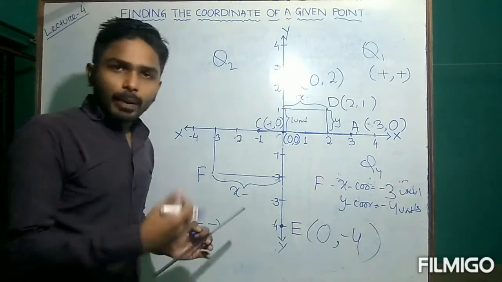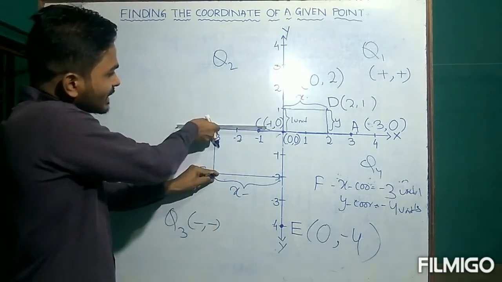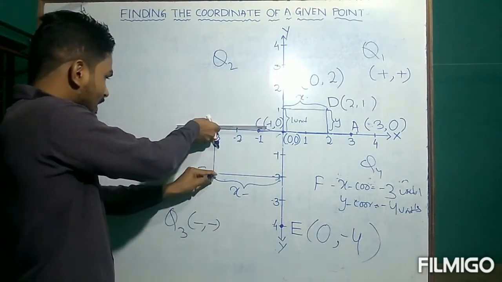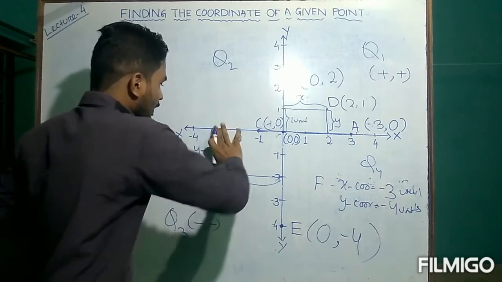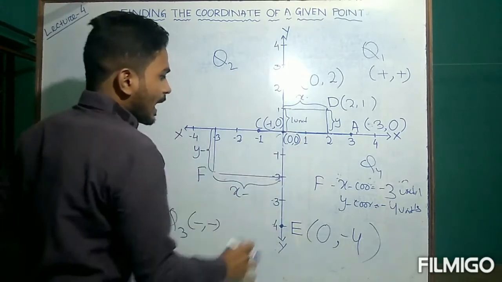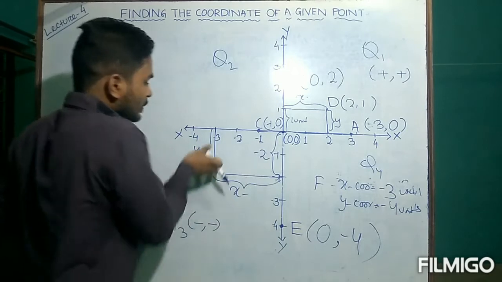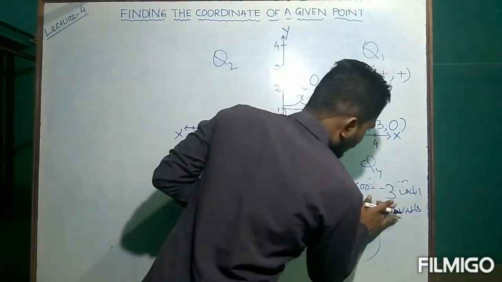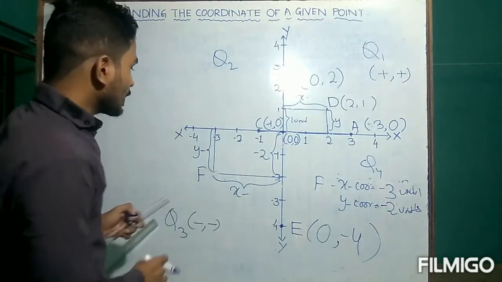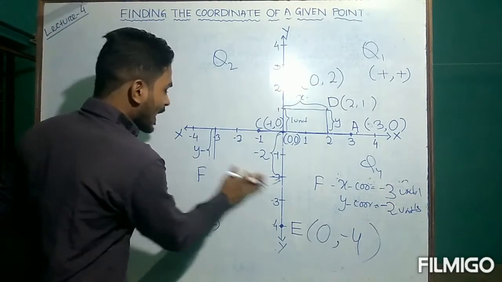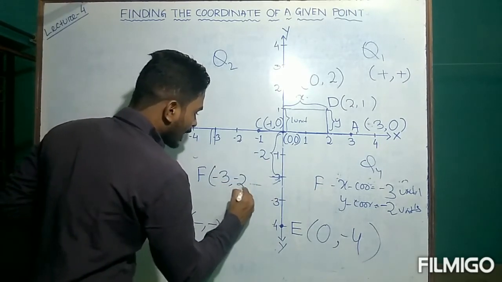And the y coordinate means the perpendicular distance from the x axis. This is the point, this is your x axis. Now this distance is your y coordinate, and this is equal to this, and this distance is -2 units. So the y coordinate of the point F is -2. Hence, you can write the coordinate of the point F as -3, -2.